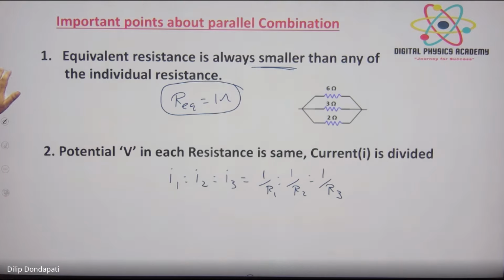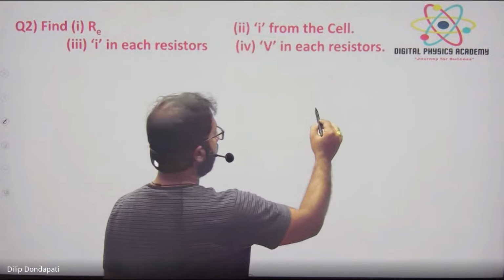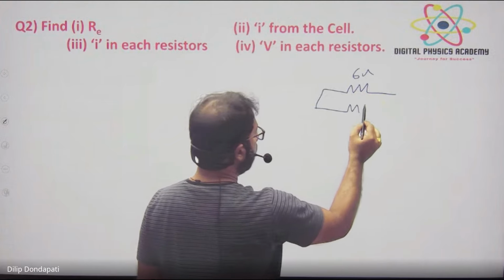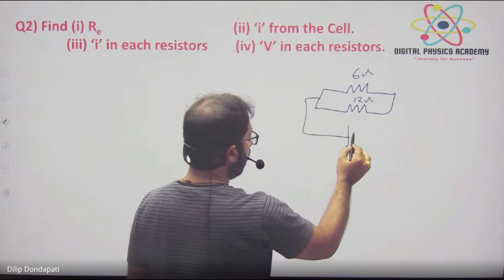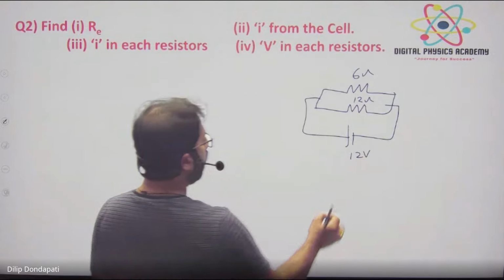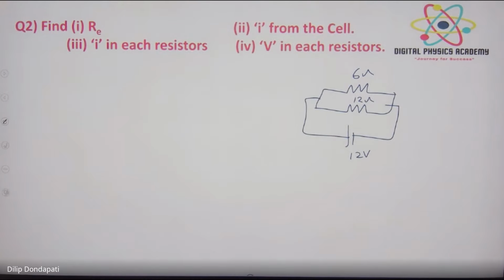Okay. Next. Now I'll give the circuit. Try to find: 6 ohm, 12 ohms, a battery is connected, and 12 volts. Find everything. R equivalent, I from the cell.